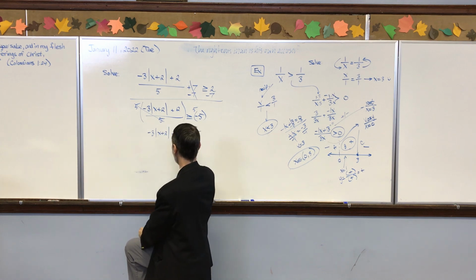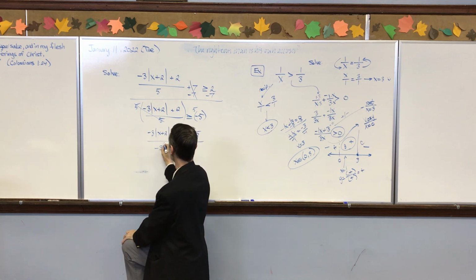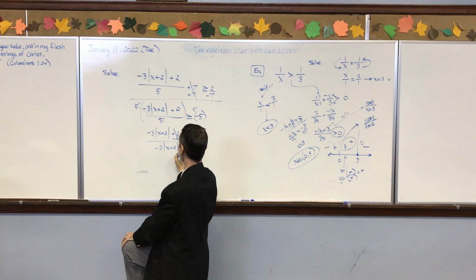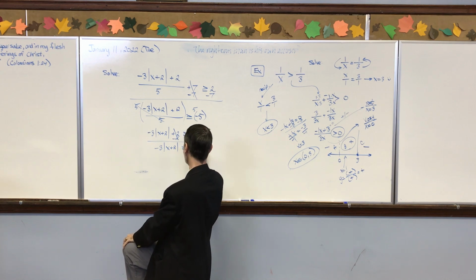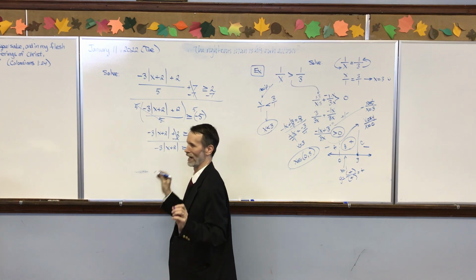Does that flip the sign? No. Tell me what you have. Negative 3 absolute value of x plus 2 is greater than or equal to negative 20. Good, they join. Do the next one while you're at it. Divided by negative 3. Right.